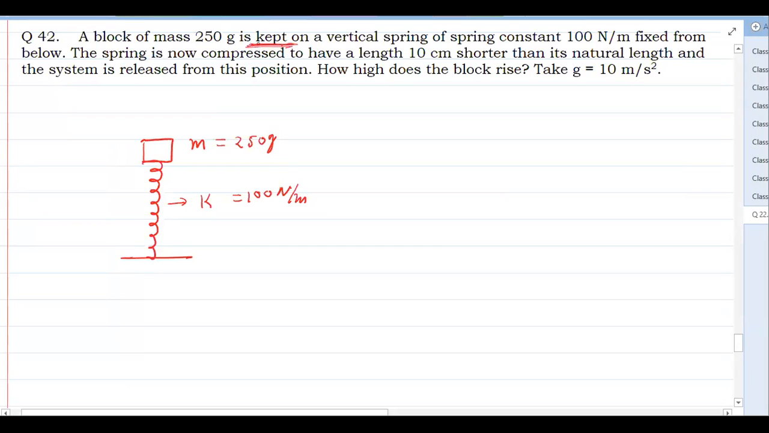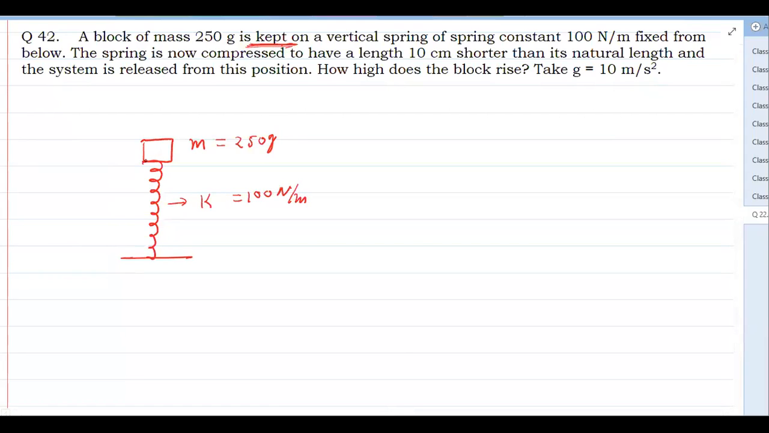This word we have to see clearly, because when the block is attached and when the block is kept, there is a slight difference. If the block is kept on it, while moving upward, the block can separate from the spring. But if it is attached with the spring, the block will not separate from the spring. So if it is just kept, it may separate, but if it is attached, it will not separate.